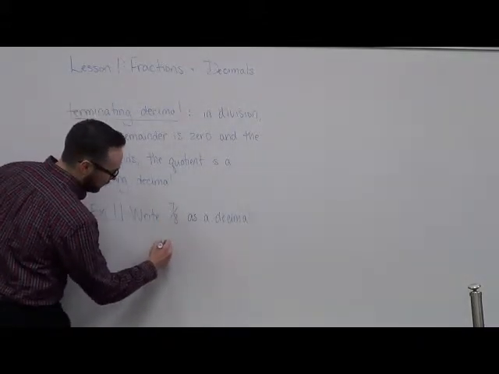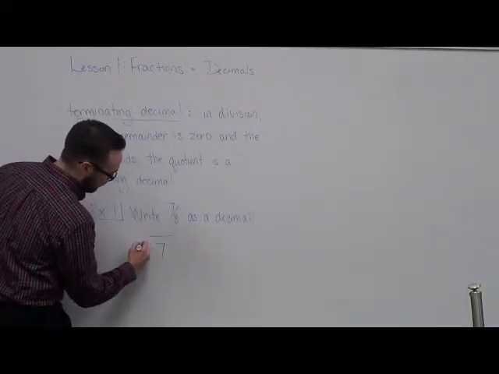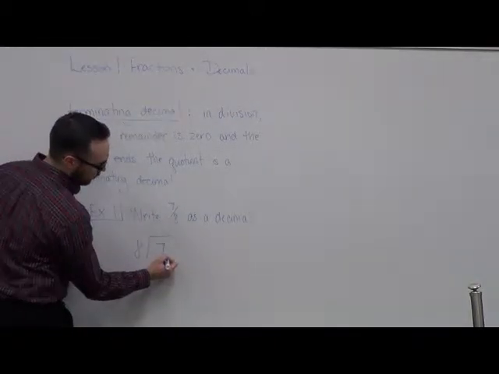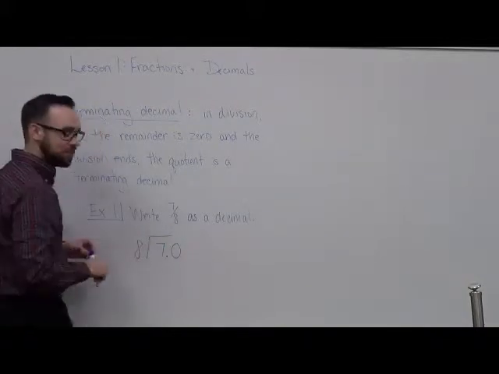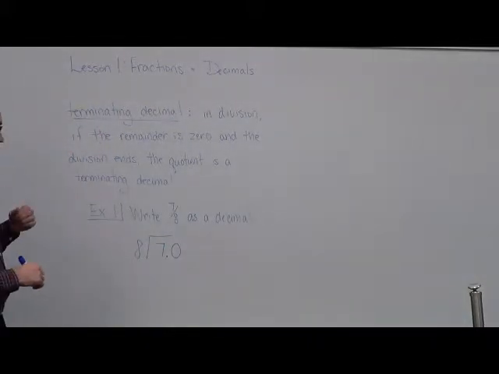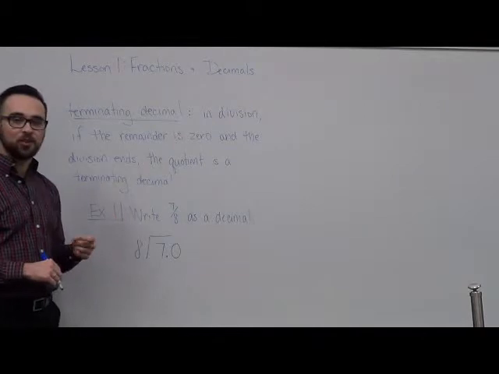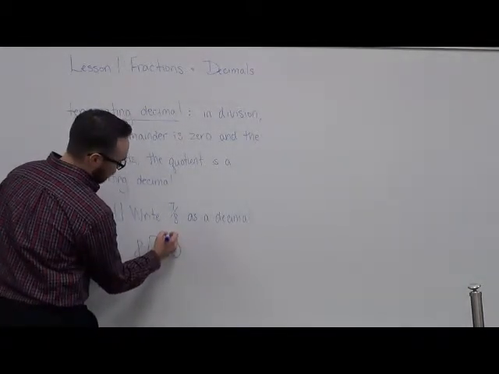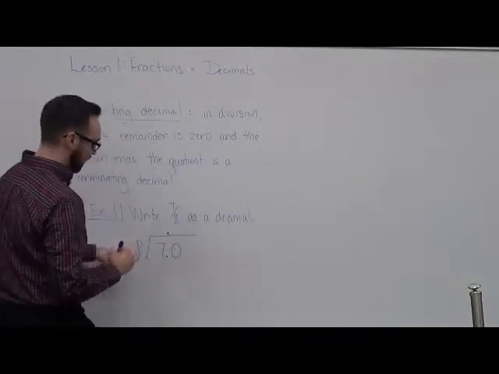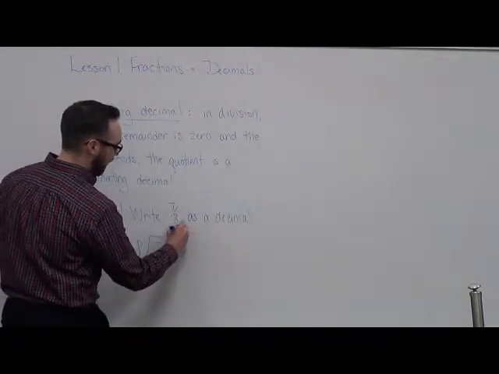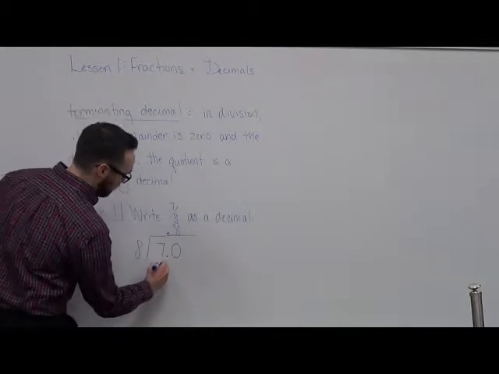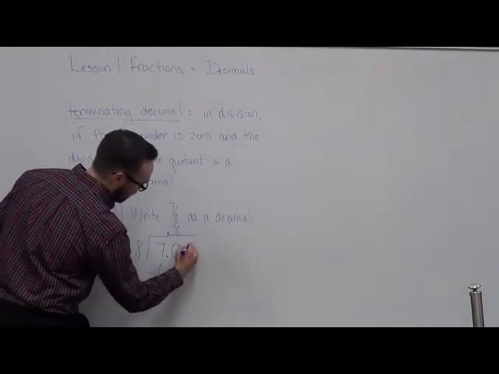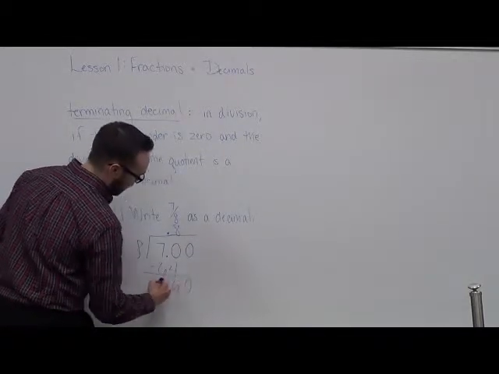So the top number goes in the box, the outside number. Now 8 can't go into 7, so we put a decimal point and add a 0. Now we ask ourselves, how many times is 8 going to go into 70? I bring this decimal straight up because that's going to be in our answer. 8 goes into 70 8 times. 8 times 8 is 64. When I subtract, I get 6.